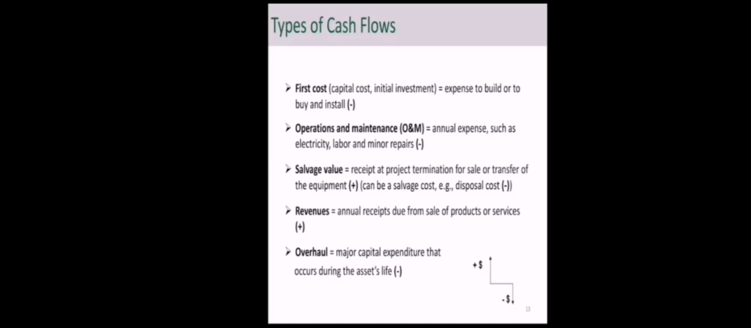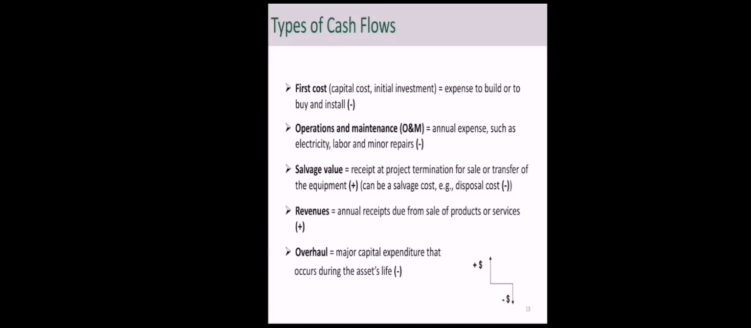The next one is the salvage value. It is a receipt at project termination for sale or transfer of equipment. So dito, kapag ganun ang scenario is papasok siya dun sa inflows natin. So positive yung label niya, kasi nga meron kang income kapag sale. But it can be a salvage cost. Example is disposal. Disposal cost is papasok naman siya dun sa outflows natin. So malalabel siya as negative kasi nga disposal cost. So gagastos ka na naman.